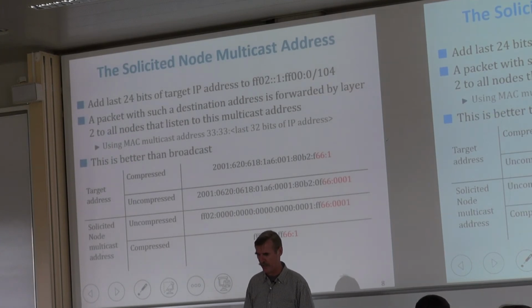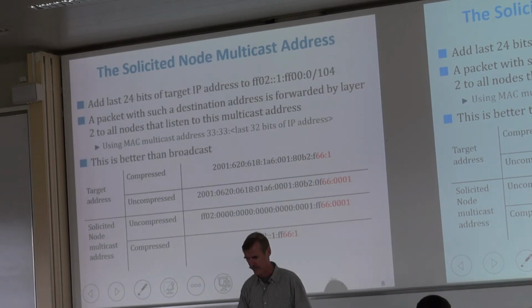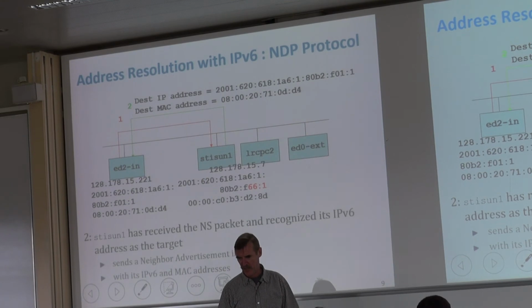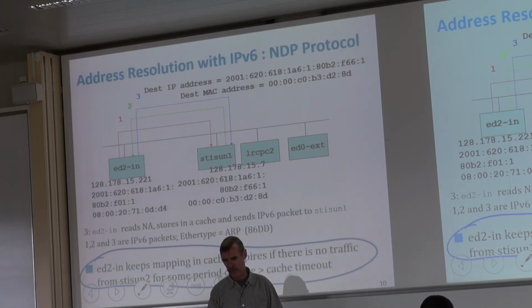Here is an exercise that I will leave you to answer a bit later. So how do we extract the 24 final bits? Well, to do that, you need to go through the uncompressed form of the address to understand where the 24 bits are. And remember that one hexadecimal digit is 4 bits. So you need 6 hexadecimal digits. And you add this to this prefix, which is the multicast address called the solicited node multicast address. You compress it, and this is how you get this one.